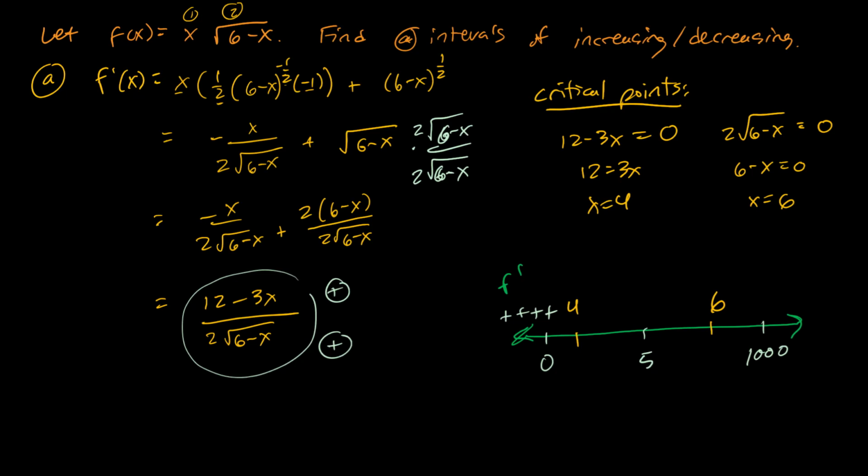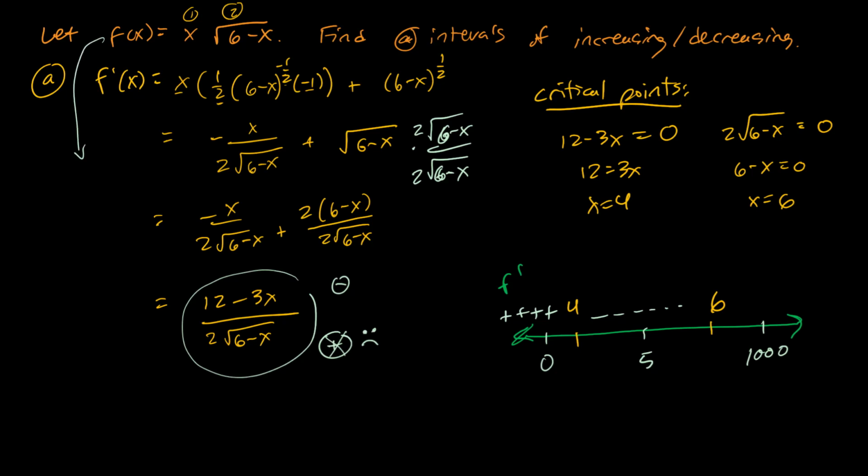The numerator becomes 12 minus 15, so that's going to be negative. So anything between 4 and 6 ends up with a negative value of my derivative. And now watch what happens here. When I plug in 1,000, well, the numerator is negative, but the denominator, I have the square root of a negative. That's not possible. So what happened here?